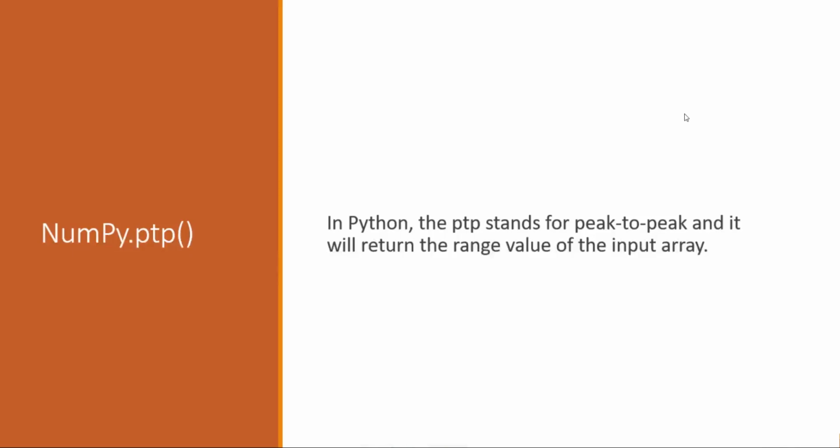Now we will understand our next function, that is numpy.ptp. Basically, in Python ptp stands for peak to peak, and it returns the range value of the input array, while range is defined as the maximum value minus the minimum value along the given axis. Now let us discuss the numpy.ptp function with the help of an example.